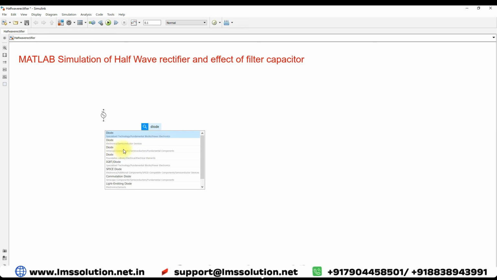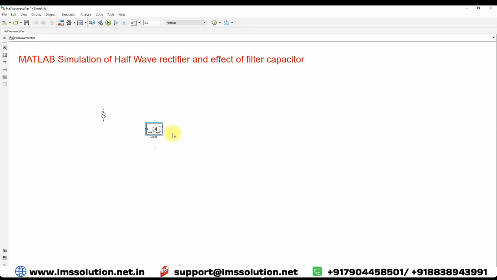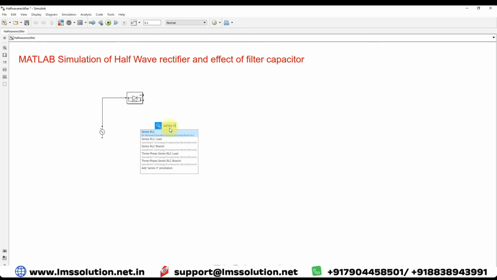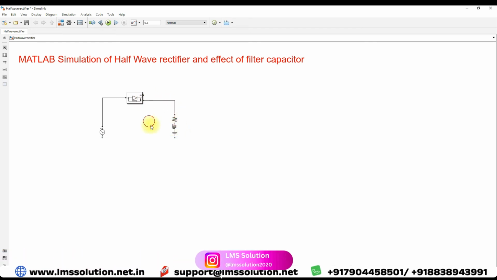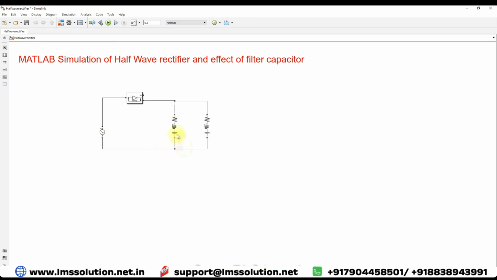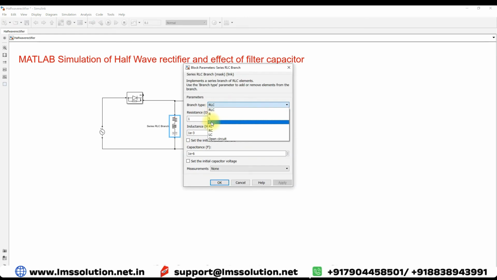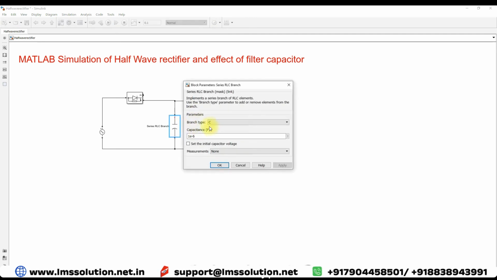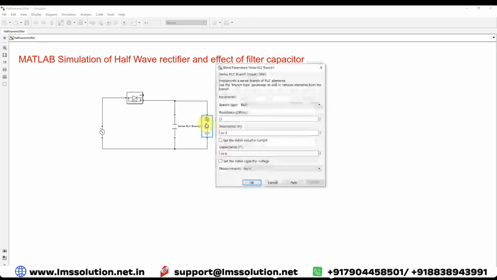from here, and then I'm going to connect this one. Next I'm going to use a series RLC branch, connected in parallel. Here we have to connect like this, and then here I'm going to connect the same RLC branch. This is going to act as a filter capacitor, so I'm going to change the branch type to C, and here I'm going to change the load resistance equal to R.